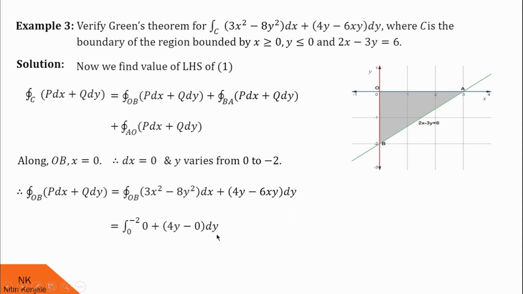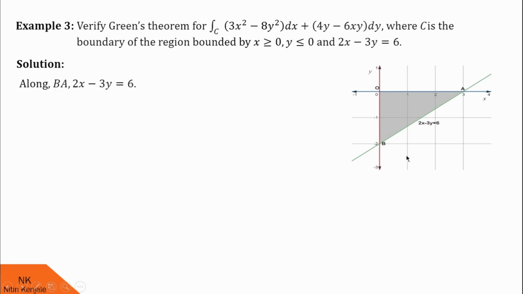Dy remains dy. So this integral along OB is nothing but integral of 4y dy over the limits 0 to minus 2, because y varies from 0 to minus 2. Further integrating this with respect to y, we get 4y square by 2 over the limit 0 to minus 2. Substituting limits, we get answer as 8. So value of this line integral along OB is 8. Now we proceed further and find value of line integral along BA.